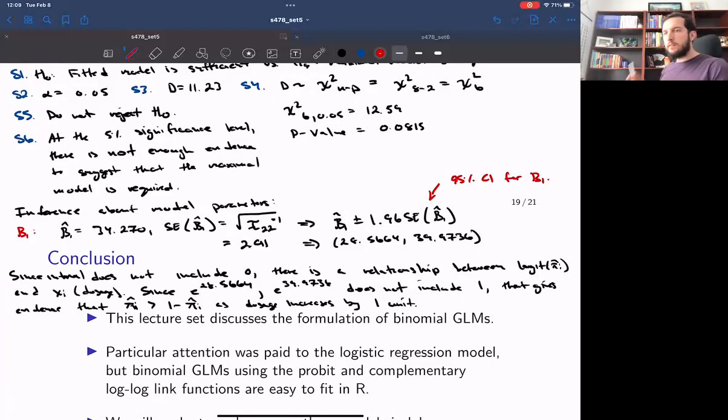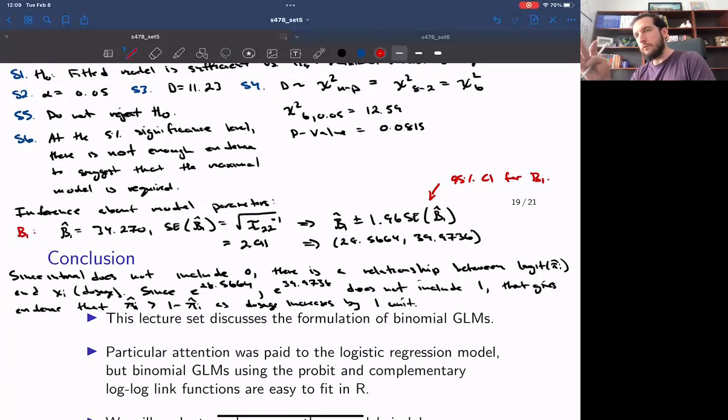And this confidence interval, first of all, you can see that the bounds on the interval are much greater than 0, right? Like 0 is nowhere close to being inside this interval, which means that there's a linear relationship between dosage and the log odds, right? This is to be expected.